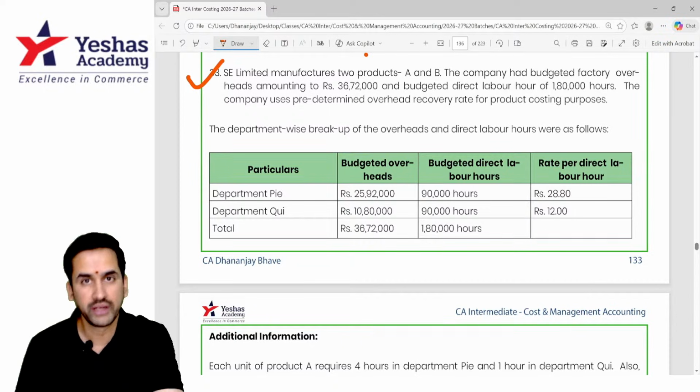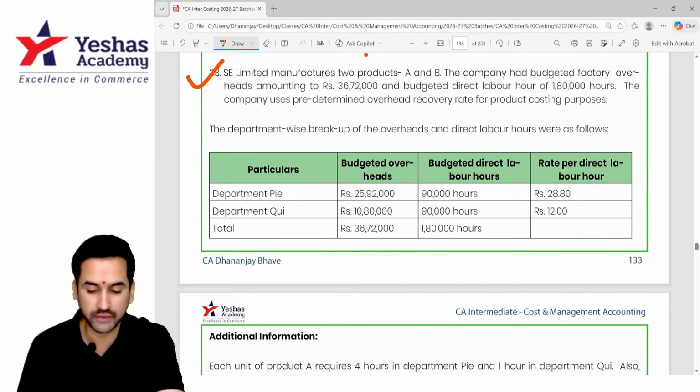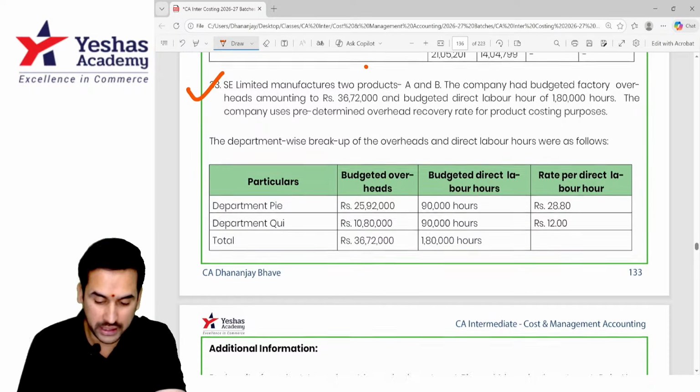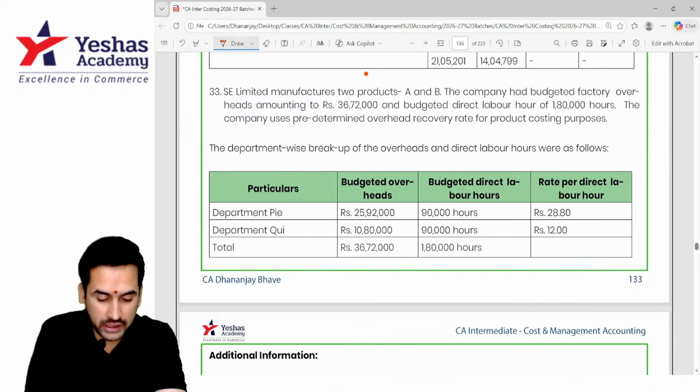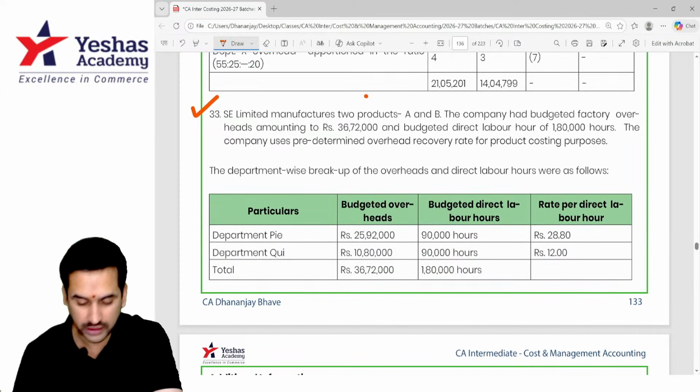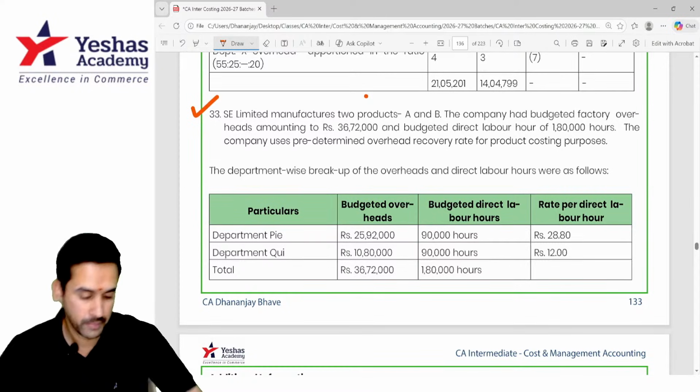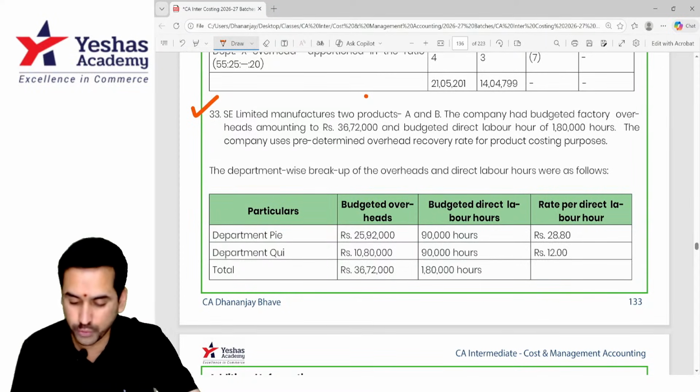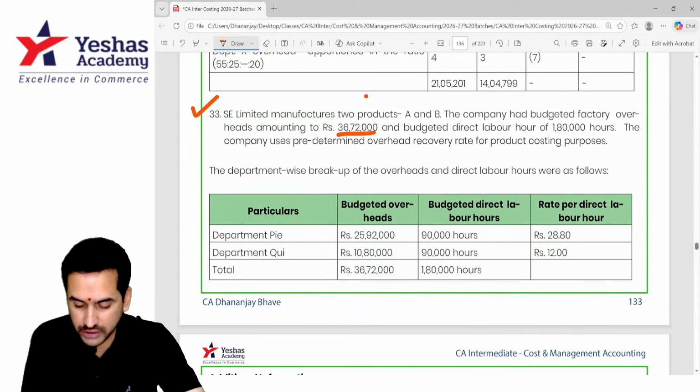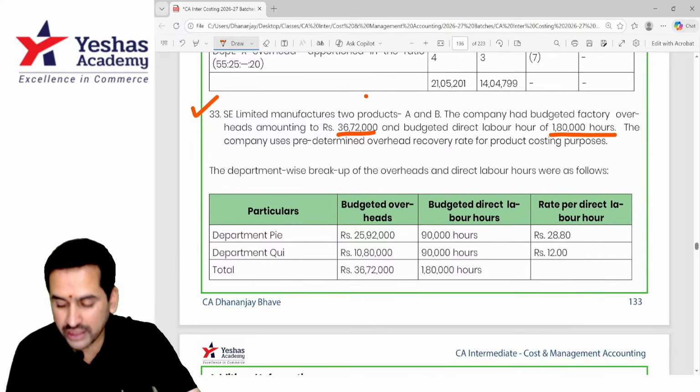Good evening once again to all those who joined the session. We are in the overhead chapter of the part B practice series. I've completed up to 32 questions and I'm starting from 33. Question 33, mark it as important. There is one confusing adjustment in this. If you get that, you'll be able to solve the entire question. Read: SE Limited manufactures two products A and B. The company had budgeted factory overheads amounting to 36,72,000 and budgeted labor hours of 1,80,000.